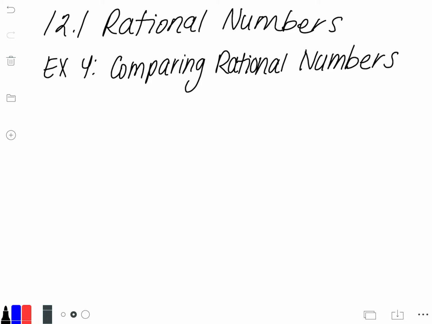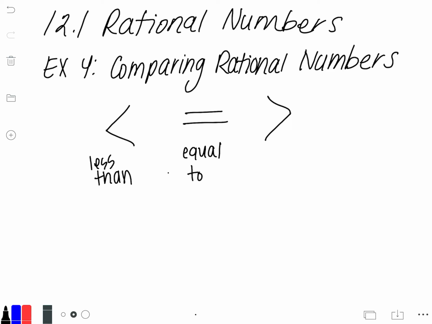My opinion, is much better than example 3. I think it's easier to compare rational numbers than it is to order them. And you just need to know your inequality signs. So an inequality sign that kind of points to the left, this is a less than sign. Obviously, this is an equal to sign. And then an inequality sign that kind of points to the right is a greater than sign.